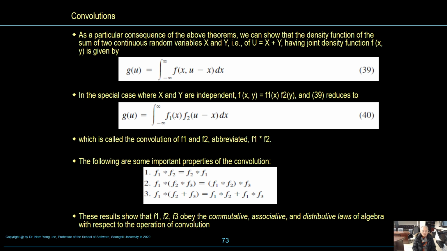The following are some important properties of the convolution. First, f1 star f2 is f2 star f1, the commutative relationship. Second is the associative relationship. Third is the distributive law of algebra with respect to the operation of convolution.